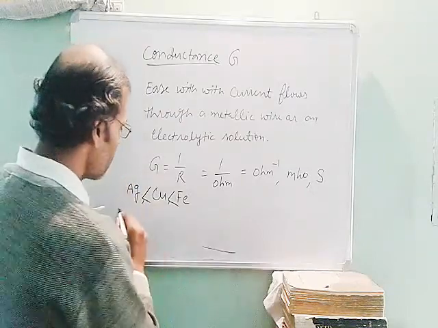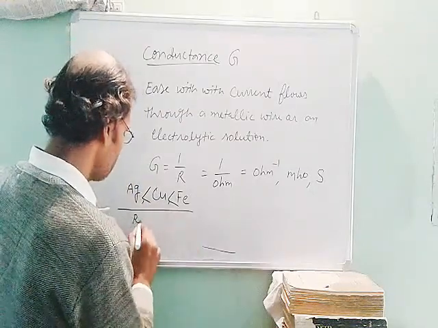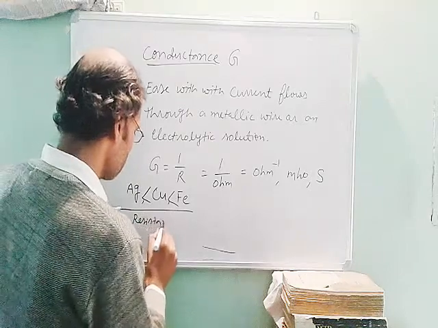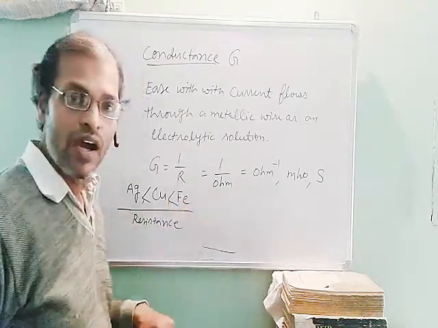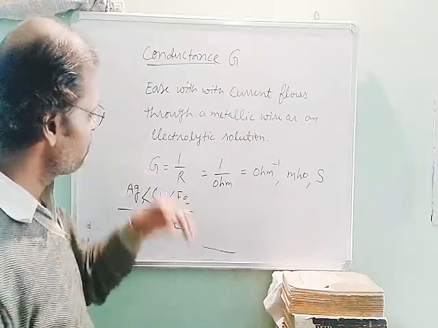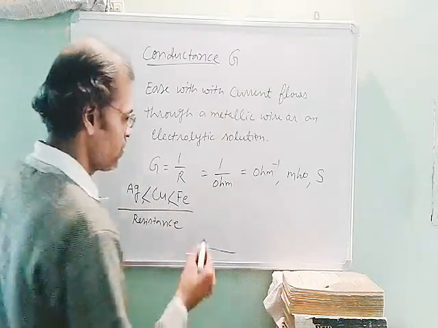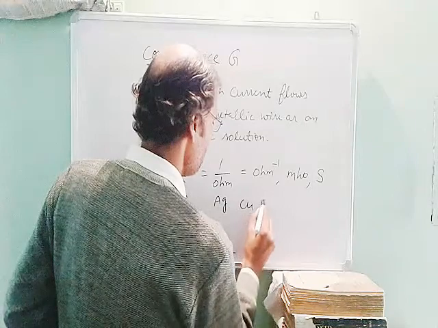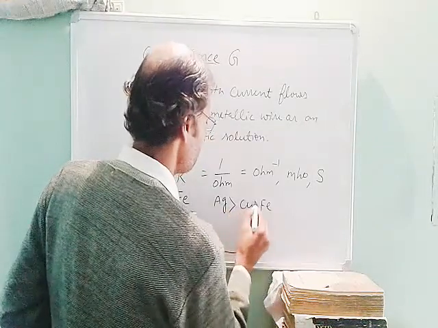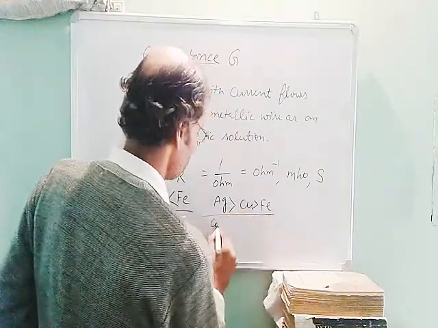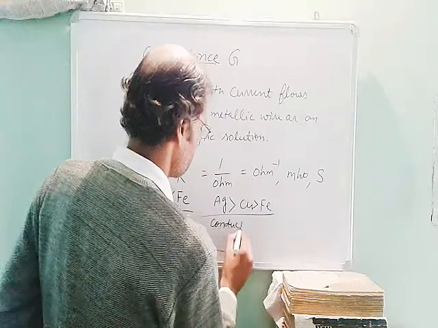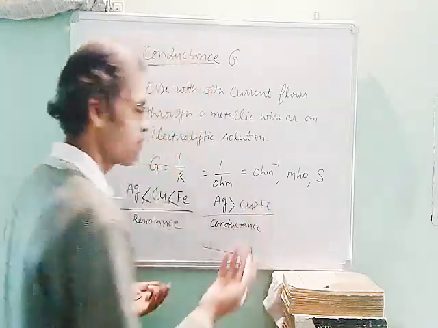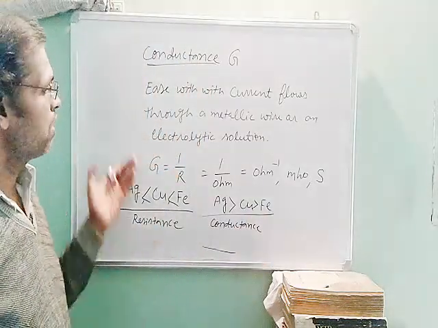This is the order of resistance. And the order of conductance will be just opposite to this order. Order of conductance will be silver, copper, iron, and this will be the order. This is the order of conductance. This is all about conductance.